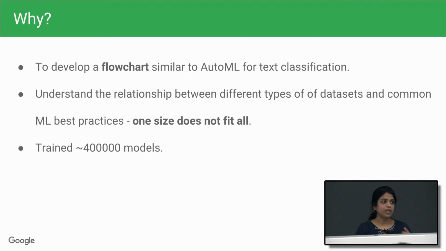And depending on what type of model we choose, we have to do different types of data pre-processing and choose different sets of parameters. And because of that, we ended up training around 400,000 models. And this meant we had to decide where to train all of these models.